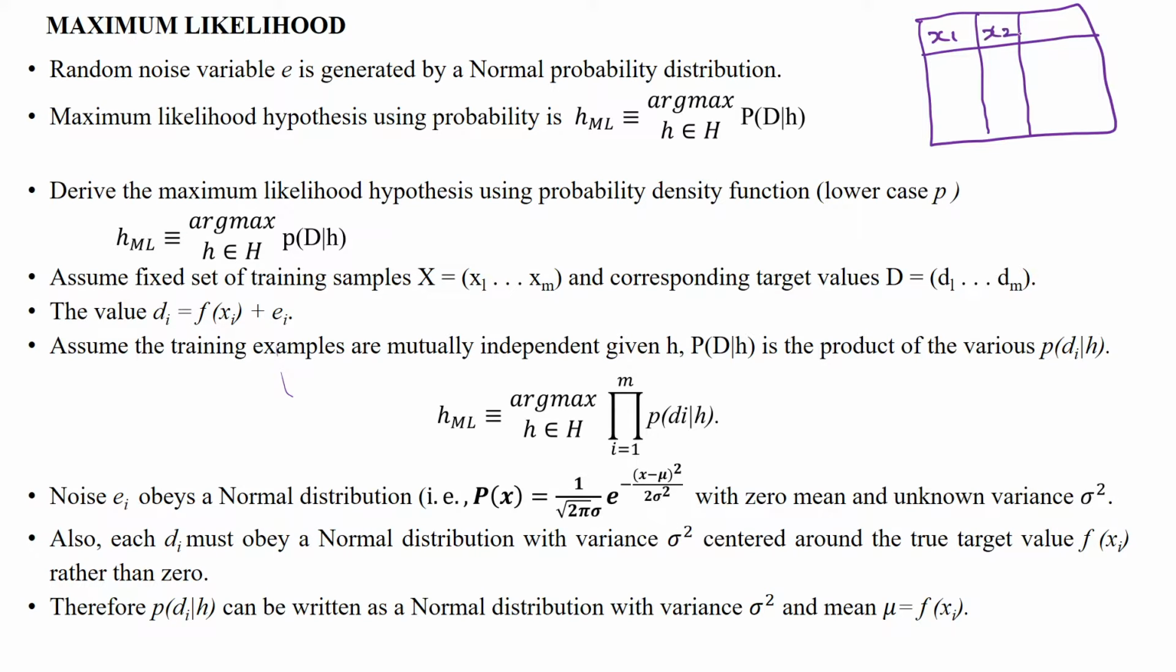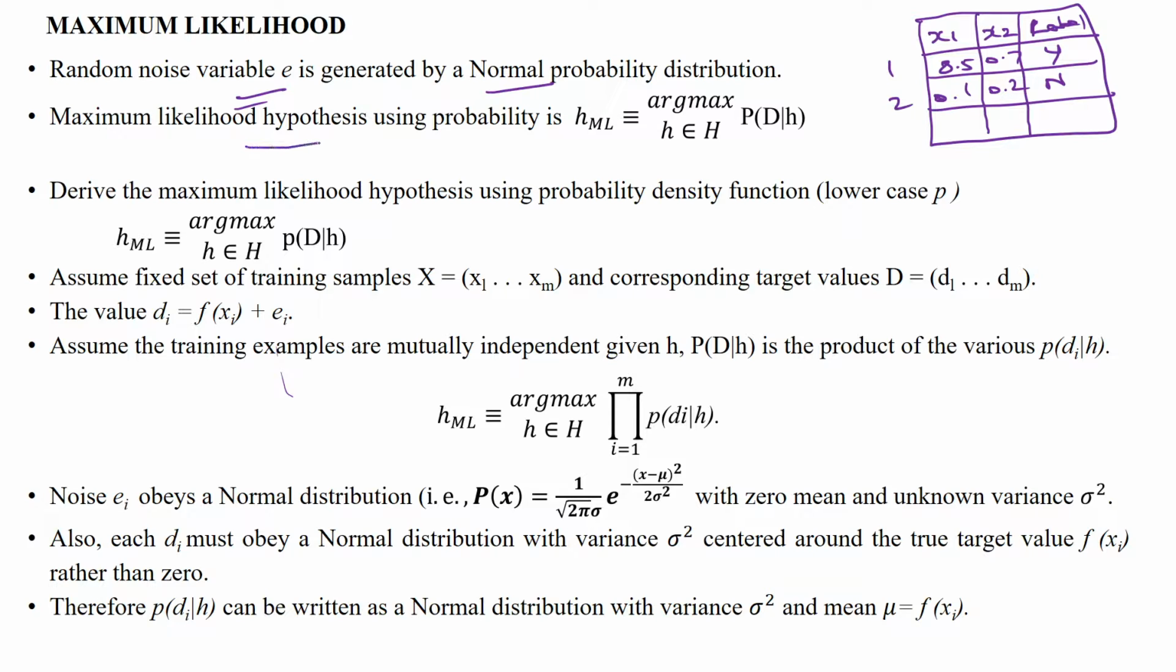The data set has the features x1, x2, and this is the actual output label. Each sample has values like 0.5, 0.7, this is yes; 0.1, 0.2, this is no; samples like that are there. For each sample, noise is added with a normal probability distribution.